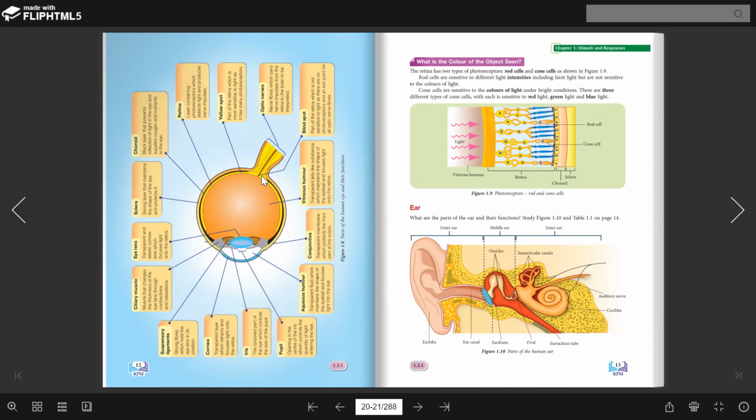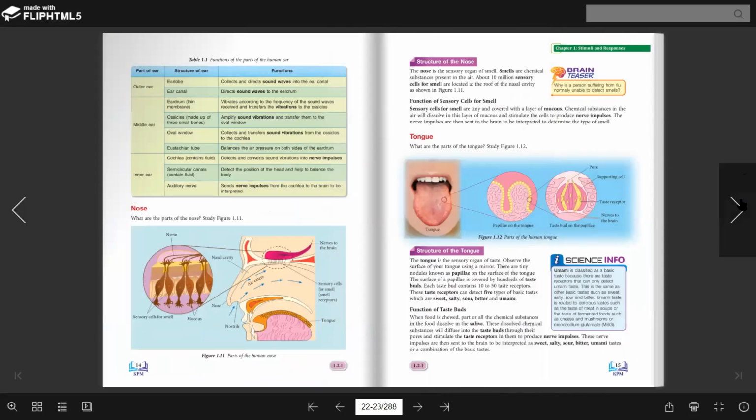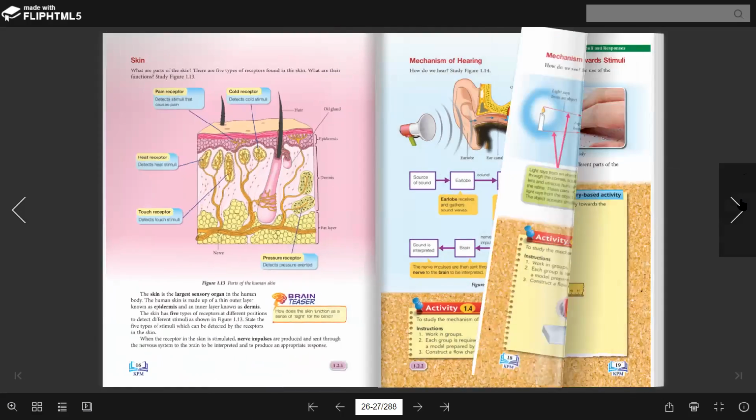There is no photoreceptor. So when the image lands on the blind spot, you will not see any image. Why? Because inside the blind spot there is no photoreceptor. Okay, let's go back to the current topic.